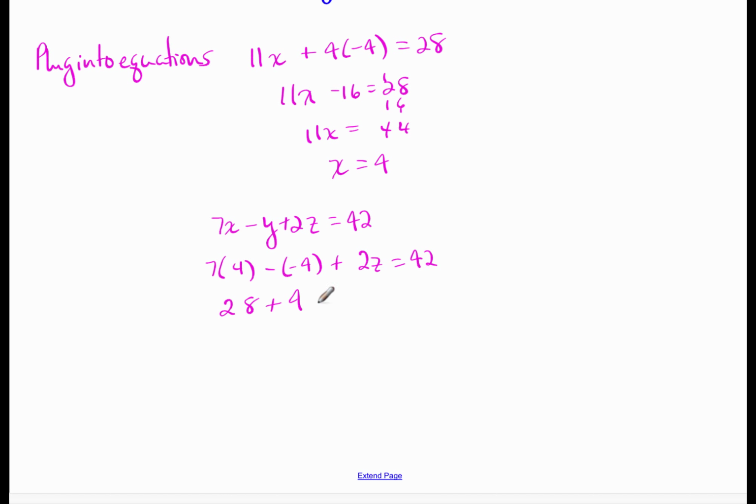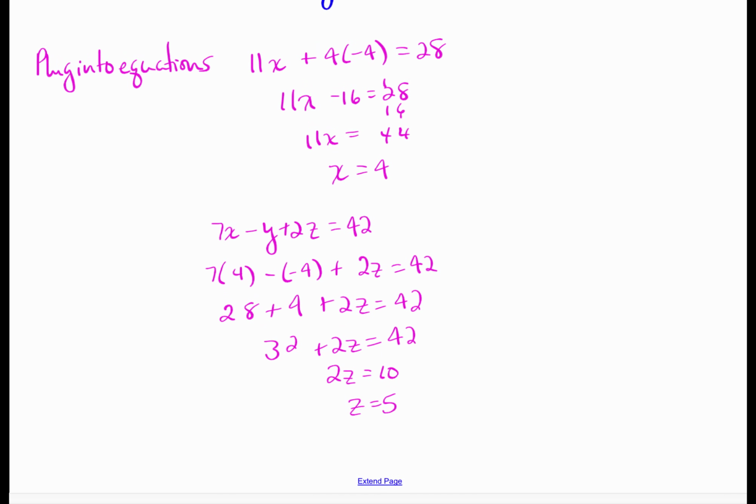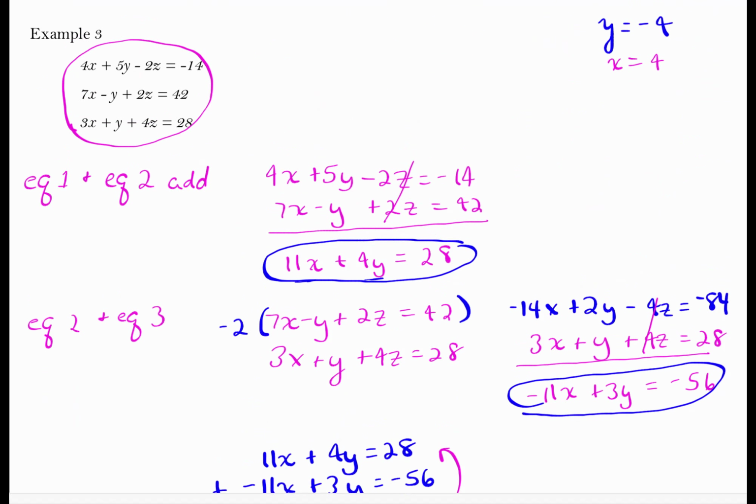28 plus 4 plus 2z equals 42. So that ends up being 32 plus 2z equals 42. I think we can see this. 2z equals 10. z equals 5. So I can check these, and they do check. Save the time. And we will be solving systems of 3 equations for the next 2 days.